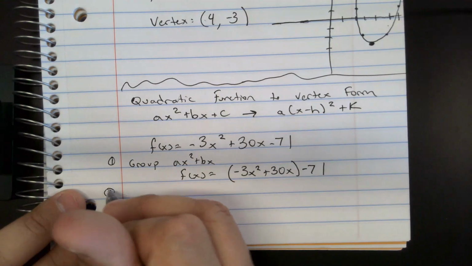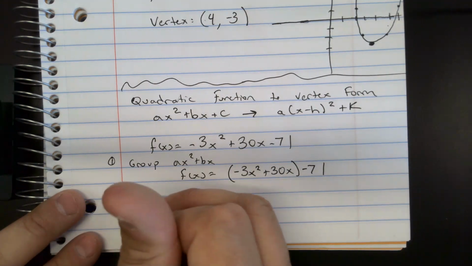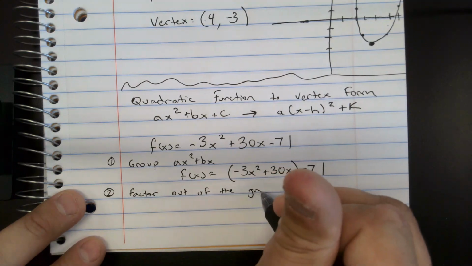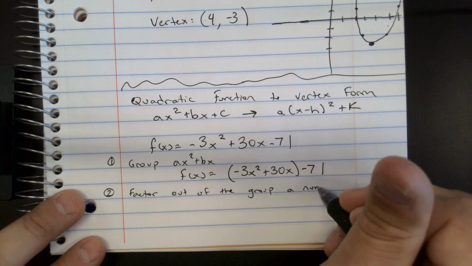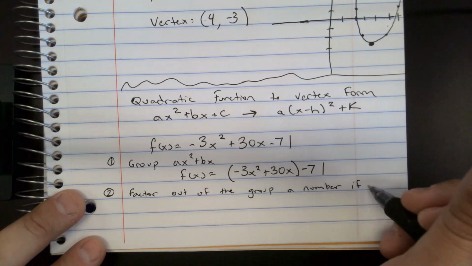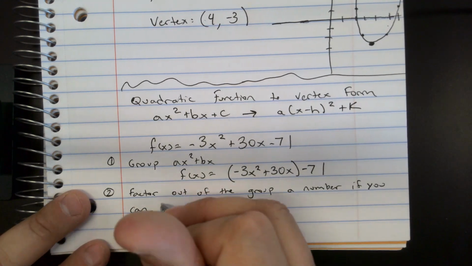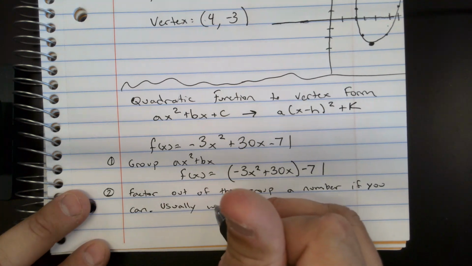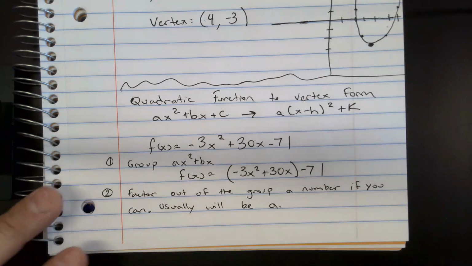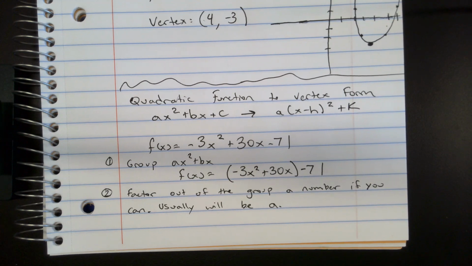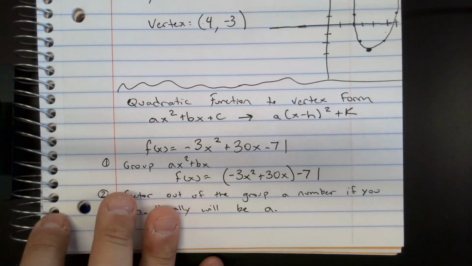Step 2. Factor out of the group a number, if you can. Usually it will be A. And I say usually because when you get to Math 1050, it's not going to be A. I'm not going to get there.